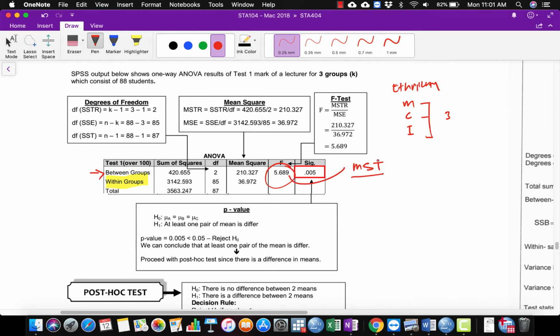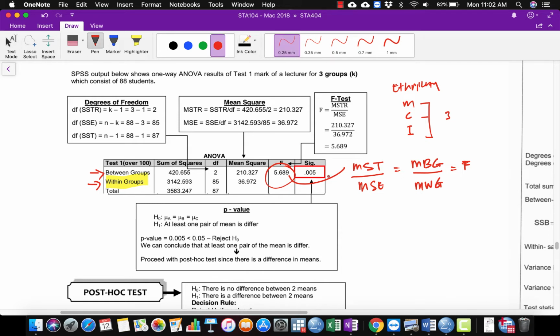Mean square treatment is also called mean square between group. It's actually meant for between group, right? Divide by mean square error. Mean square error is within group. So let me put this clearly: mean square between group and mean square within group. So you're going to get the F value. F is the ratio between mean square between group and mean square within group. So you divide these two values, you're going to get the F value, right?